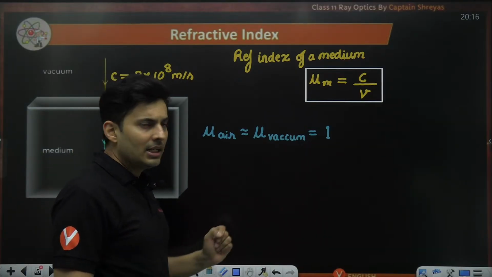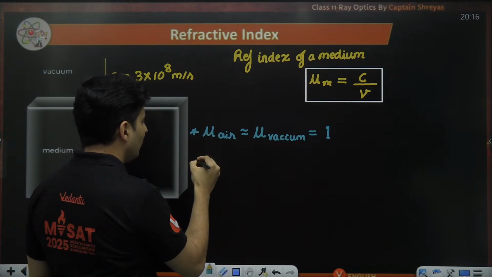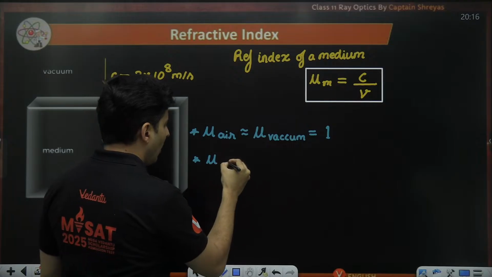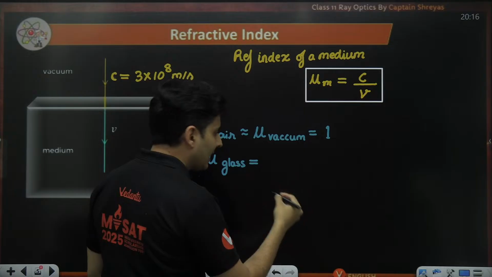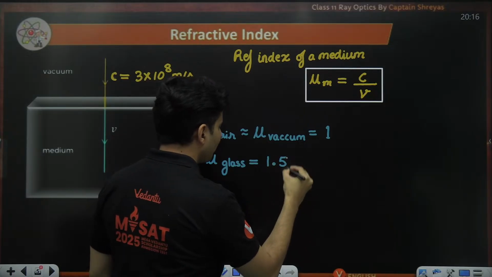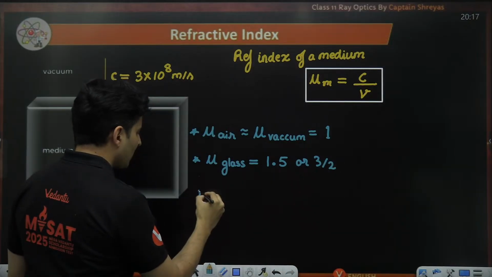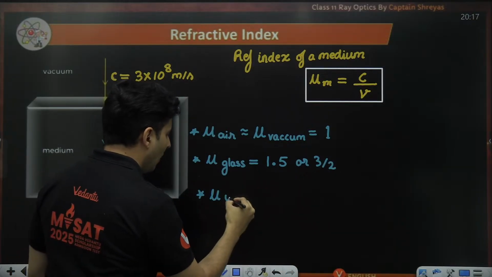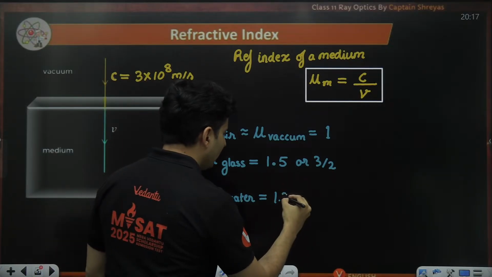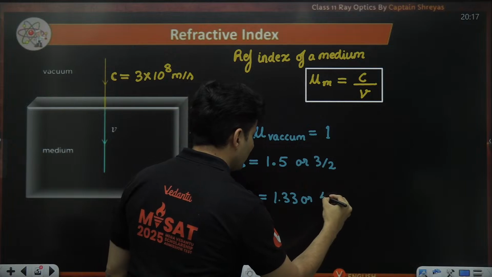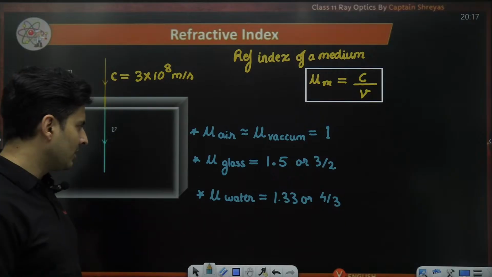Next important thing, let me show you some values of refractive indices of some common materials. Like this is for air. Refractive index of glass: when light enters the glass medium, the refractive index is basically 1.5, or you can just say it is 3 by 2, one and the same thing. Similarly, refractive index of water is 1.33, or you can also say it is 4 by 3, because 4 by 3 is also 1.33 recurring, but till 2-3 decimals you can take.